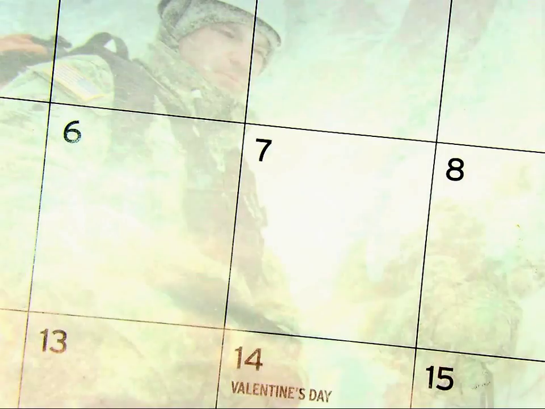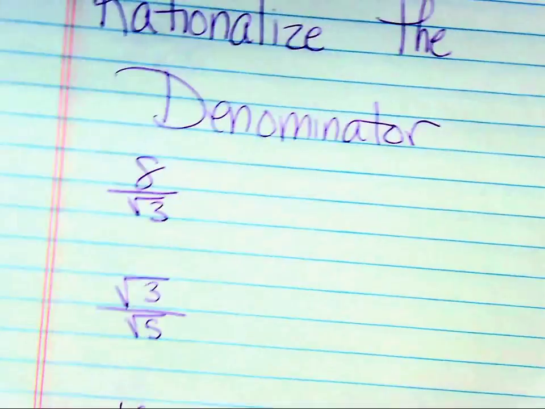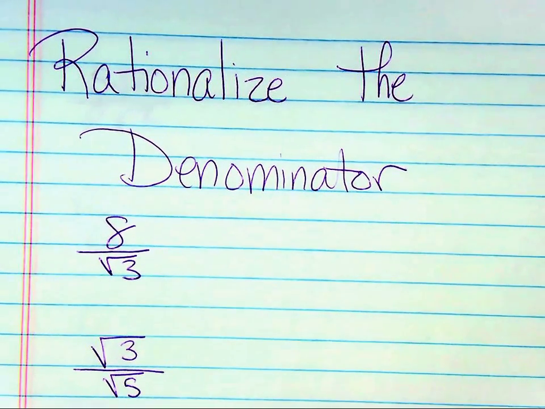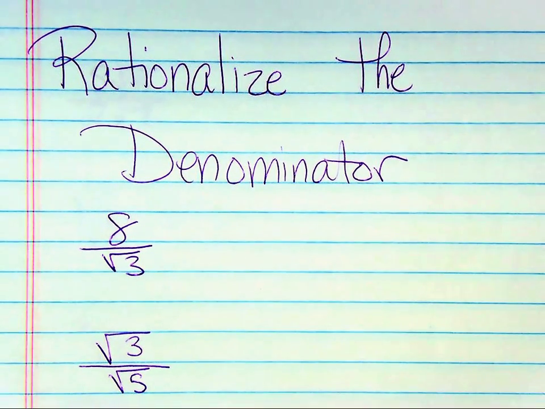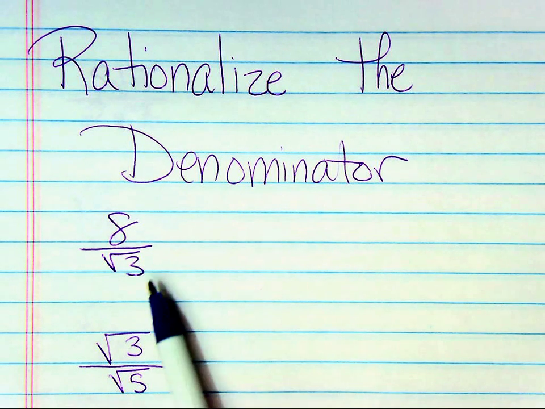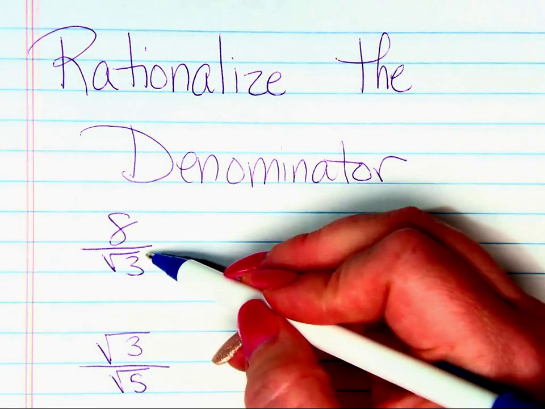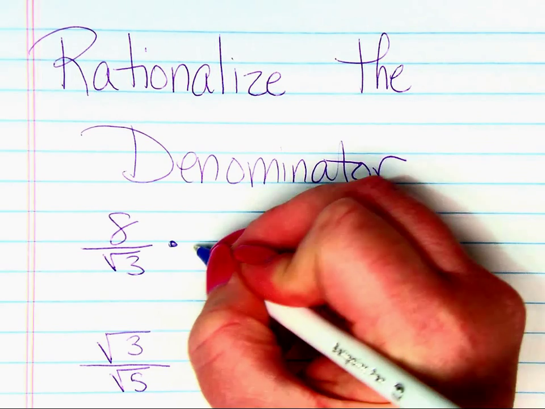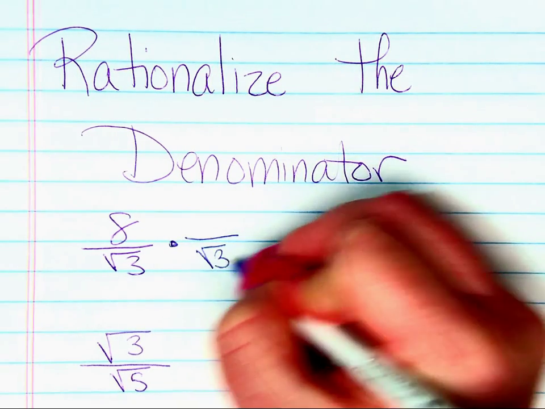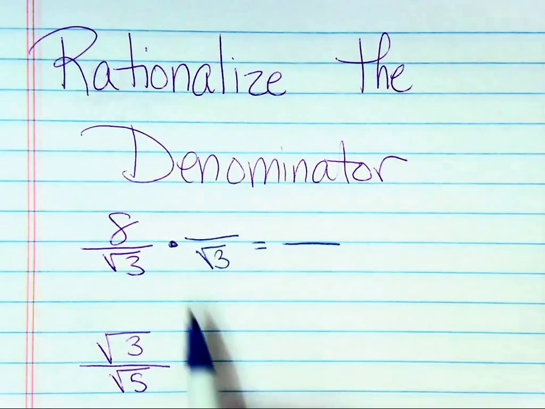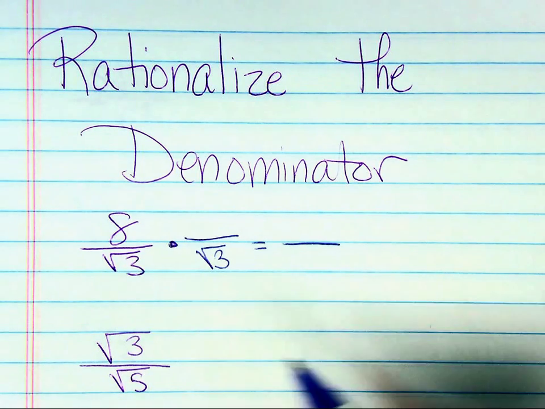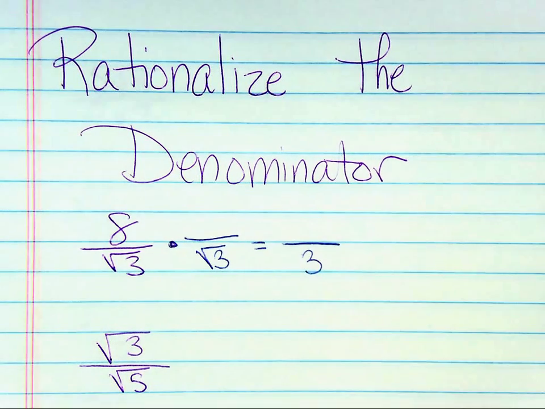Now, sometimes we're going to be dividing, and when we divide, we have to rationalize the denominator. That means we need to eliminate the radical in the denominator. In order to eliminate the radical in the denominator, we multiply by whatever the denominator is. So if I have 8 over the square root of 3, I'm going to multiply by the square root of 3, because the square root of 3 times the square root of 3 is just 3.